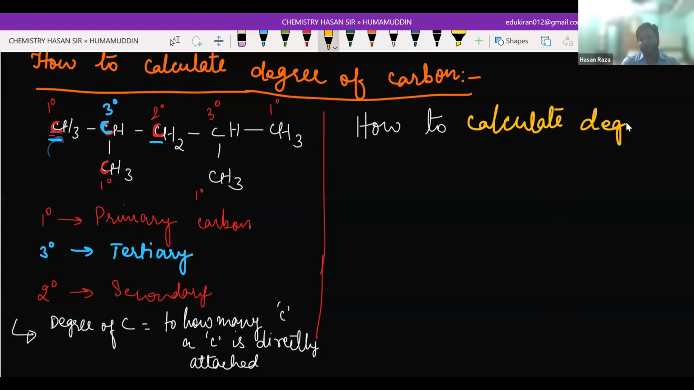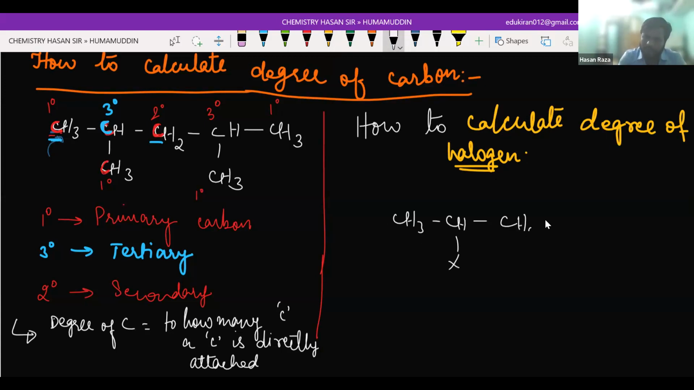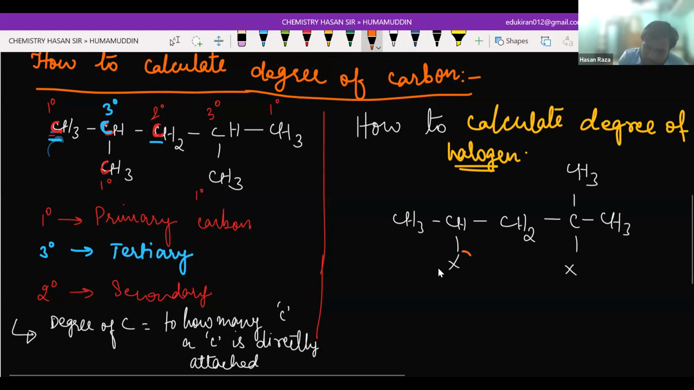Now, how to calculate degree of halogen? How we calculate basically the degree of halogen? So see, it's very easy. How you are going to find it? So if you have a structure CH3, CHX, and then comes here CH2, and then comes your CX, and then there is CH3, and then there is CH3. X is basically your halogen. If you want to calculate the degree of this halogen, you need to calculate the degree of carbon to which this halogen is connected. Are you getting my point?